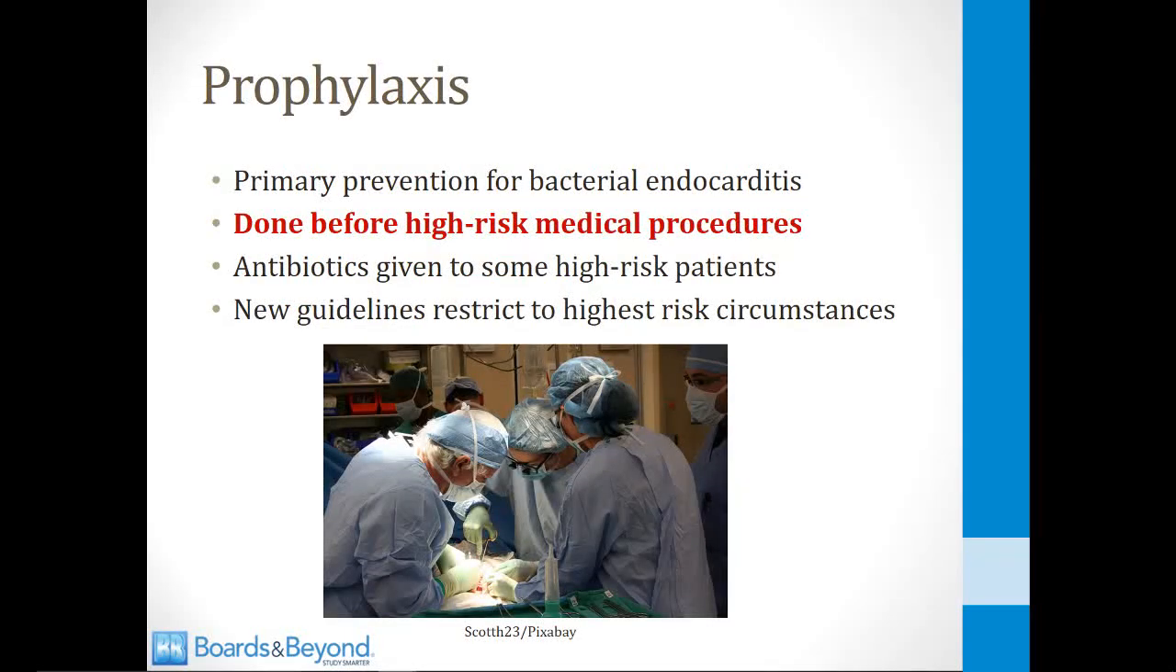And I'll finish this video by mentioning prophylaxis. We sometimes administer antibiotics for primary prevention. In other words, we give them to patients who do not yet have bacterial endocarditis, but we think they're at high risk. It's done before high-risk medical procedures that commonly lead to endocarditis, and it's only given to patients who are at very high risk for developing endocarditis. Years ago, anyone with any type of heart condition was often given an antibiotic before dental work or other procedures. There are now new guidelines that basically restrict prophylactic antibiotics to only the highest risk patients.